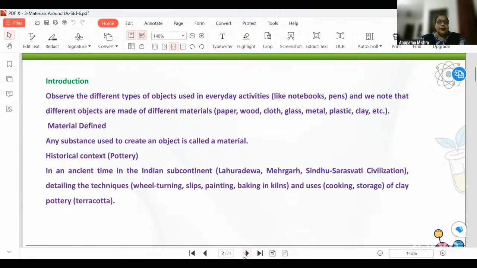As you can see, observe the different types of objects used in everyday activities like notebooks and pens. We note that different objects are made up of different materials like paper, wood, cloth, glass, metal, plastic, clay, etc. So, how do we define a material? Any substance which is used to create an object is called a material.